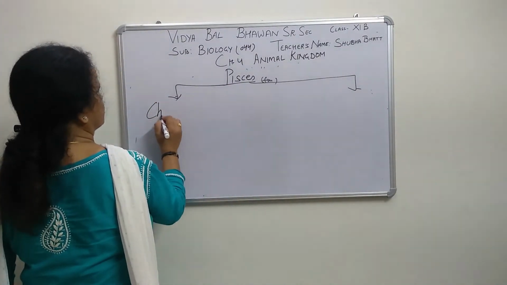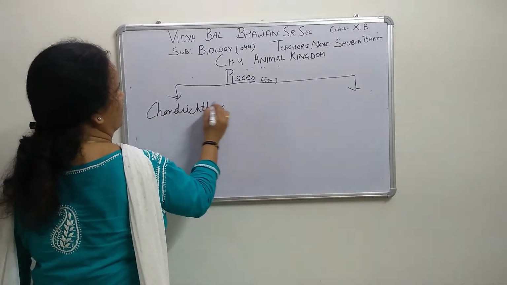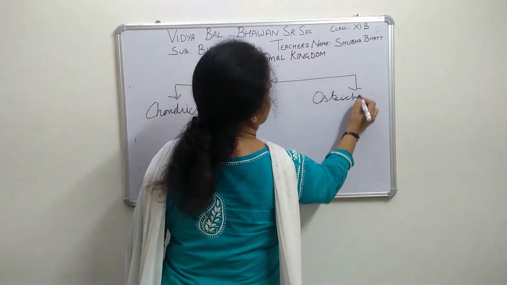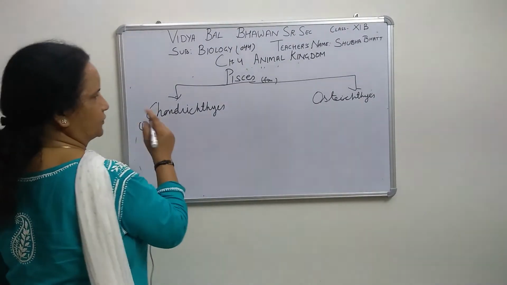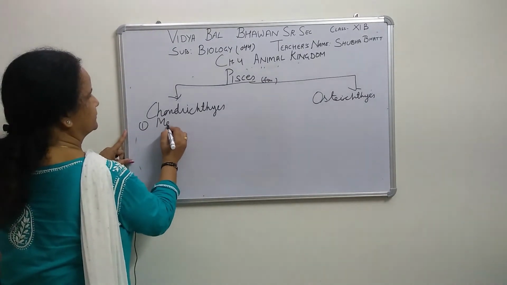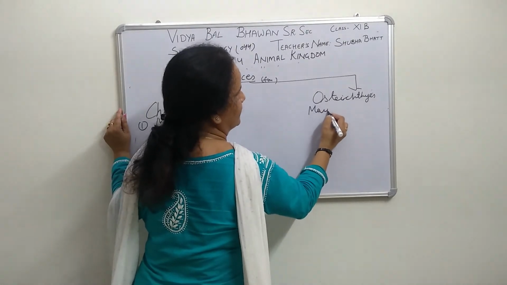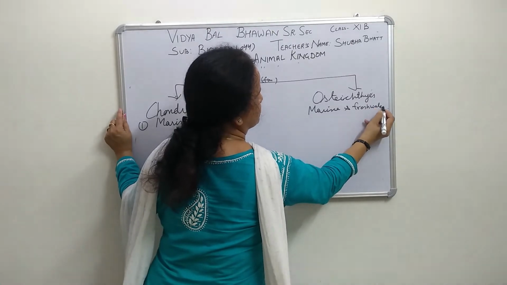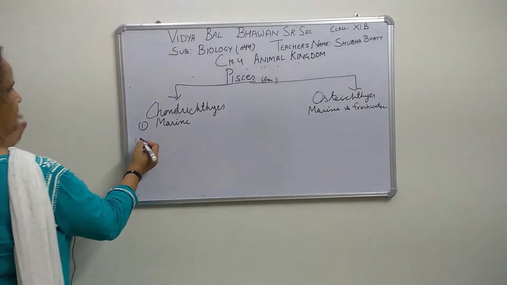Chondrichthyes and Osteichthyes, right? So now first one, Chondrichthyes. The first difference is that these are mainly marine, but here these are both marine and freshwater. Marine and freshwater, right?